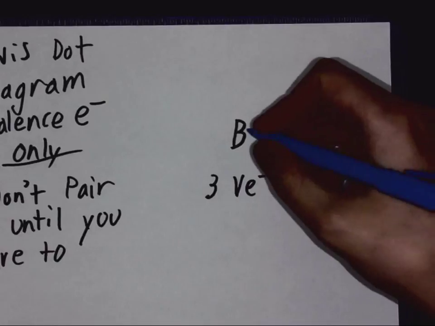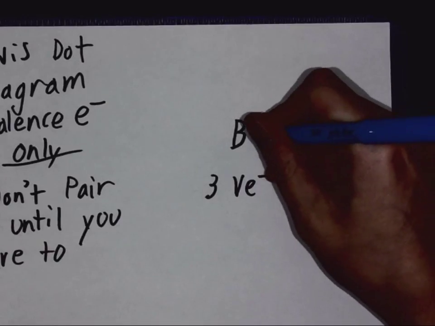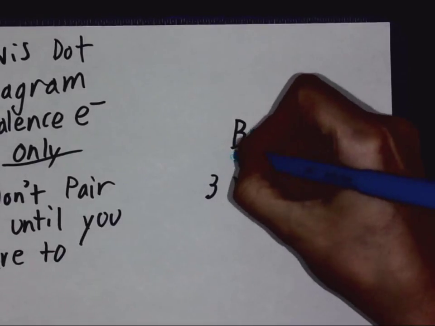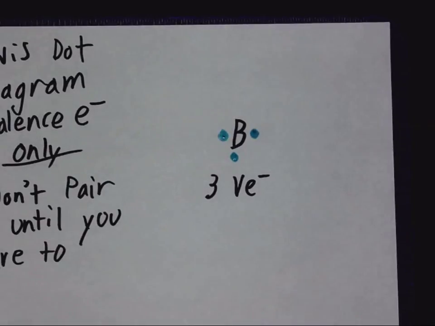So with boron, we just want to put 1 dot on each side. 1, 2, 3. Cool. So there is the Lewis dot diagram for boron. Pretty easy, and that's all we have to do. But let's do another example.